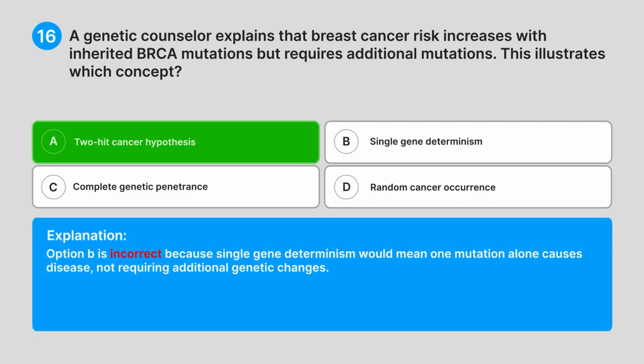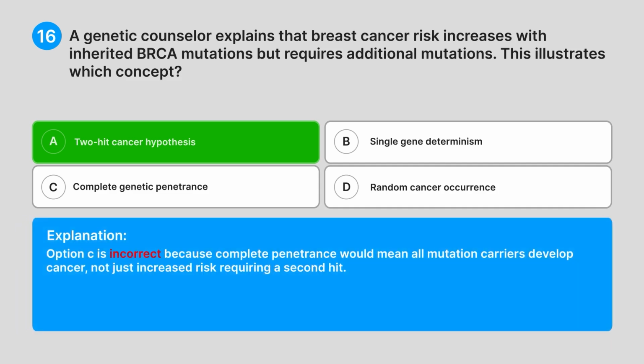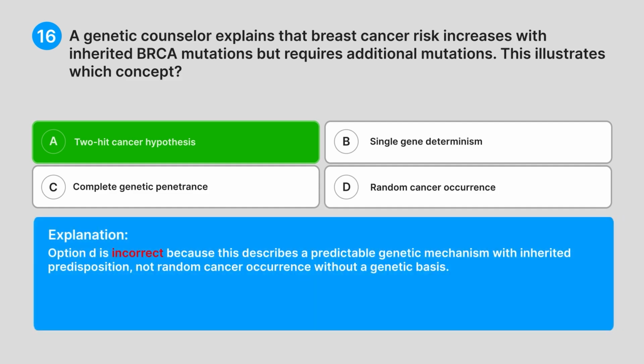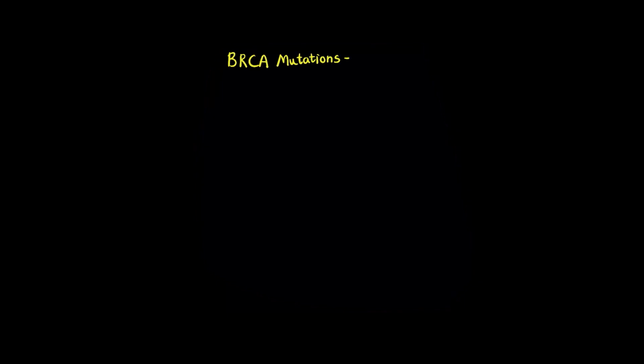Option B is incorrect because single gene determinism would mean one mutation alone causes disease, not requiring additional genetic changes. Option C is incorrect because complete penetrance would mean all mutation carriers develop cancer, not just increased risk requiring a second hit. Option D is incorrect because this describes a predictable genetic mechanism with inherited predisposition, not random cancer occurrence without a genetic basis. The BRCA gene story perfectly illustrates the two-hit hypothesis in hereditary cancer risk.